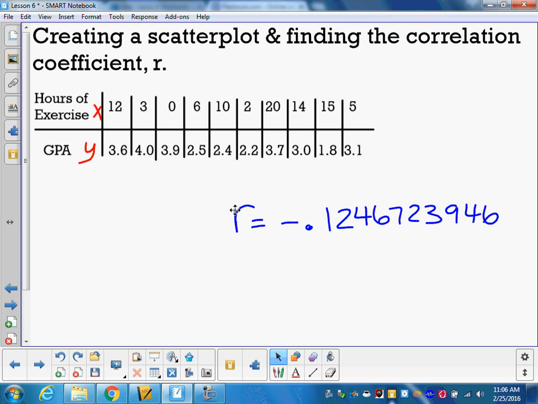Right. So it doesn't look at all like a line, right? That's why the R value is so small, 0.12. Okay, you might see in there could possibly be a little bit of a pattern if you omitted a couple, but you know, we can't just do that. So we would probably conclude that the number of hours that you exercise doesn't really have any influence on your GPA.